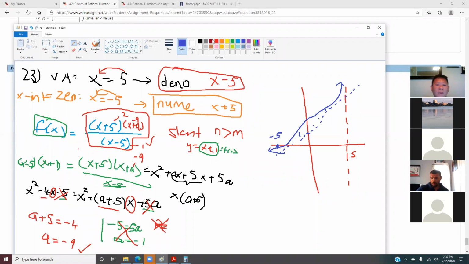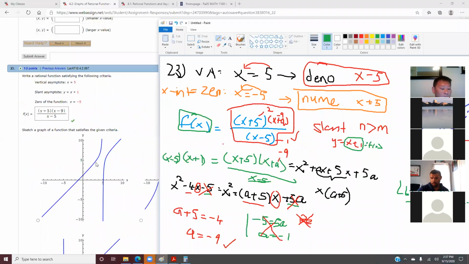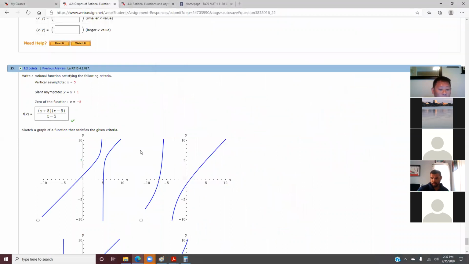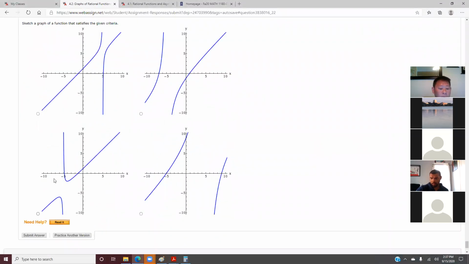If you don't know what this is, the easiest way is to plot points. So you just plug 6 into this function. So 6 plus 5 times 6 minus 9, over 6 minus 5. So this is 11, this is 1, this is -3. Oh, this one is going all the way down here because this is -33. So it's all the way down. So it looks something like this. There you go, like -5, like this one. So it looks very similar to this. I think it's this.